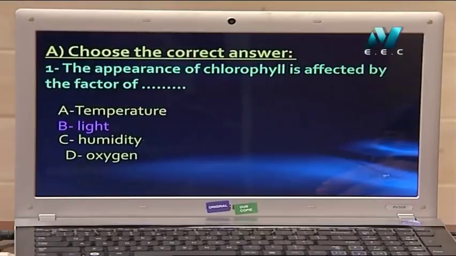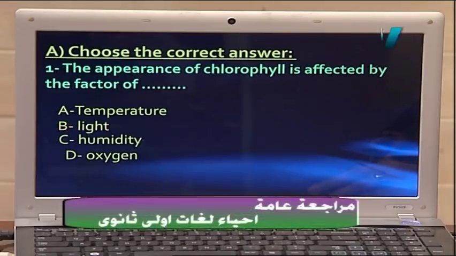Choose the correct answer. The appearance of chlorophyll is affected by the factor of. Do you know chlorophyll here? Chlorophyll is a pigment with a green color, needed by the plant to make the photosynthesis process. What is the factor that is very important to the chlorophyll? Temperature, light, humidity, or oxygen. Of course, the chlorophyll needs light to make the photosynthesis process.